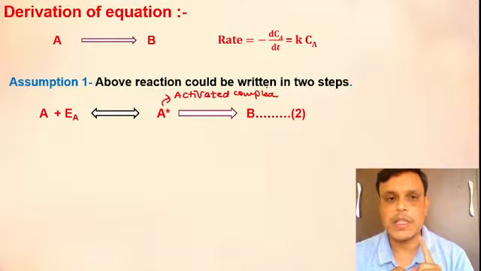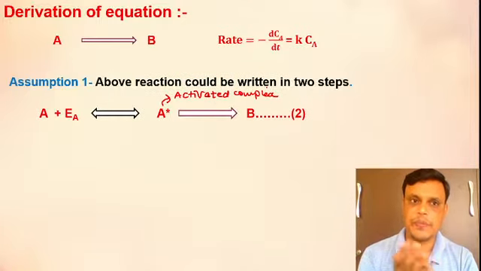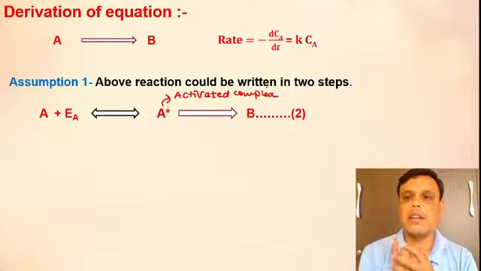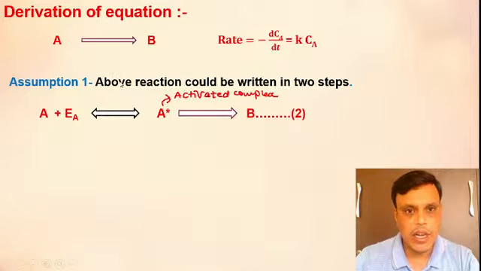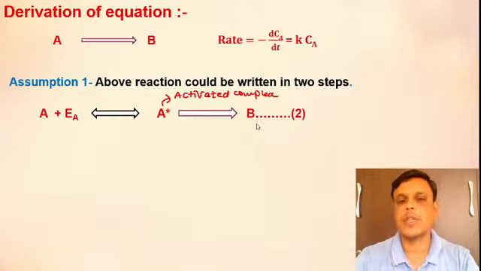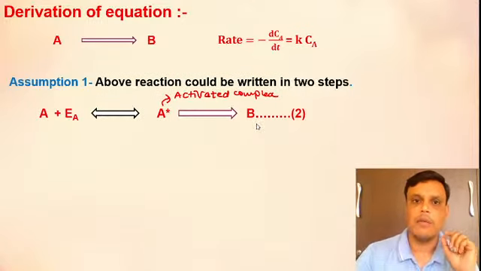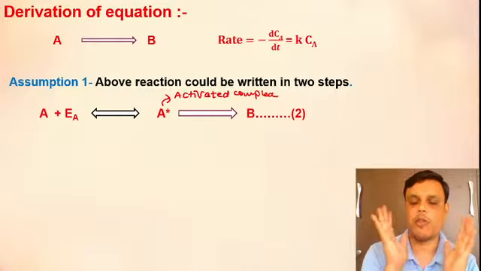In the first step, what happens? In the first step, the reactants get an energy that is called activation energy and form a star, that is the activated complex. So from the reactant molecule to the activated complex, this is the first step. Then this activated complex, that is A star, breaks or converts into the product B. So step 2 is the formation of product from the activated complex.